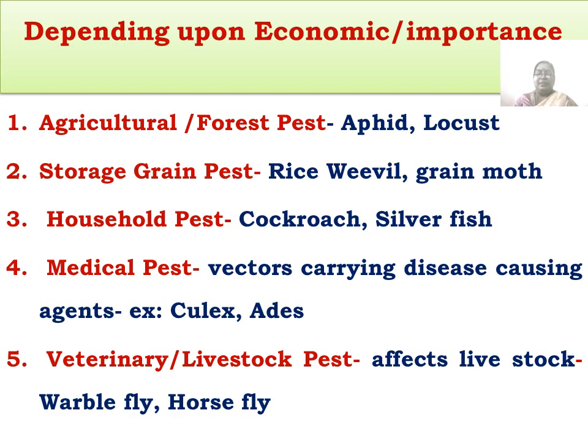Medical pests. This includes vectors which carry the disease causing agents. For example, Culex, Aedes and female Anopheles mosquitoes. Veterinary or livestock pest. It affects the livestock or cattle. Warble fly and horsefly are the best example for such pests.